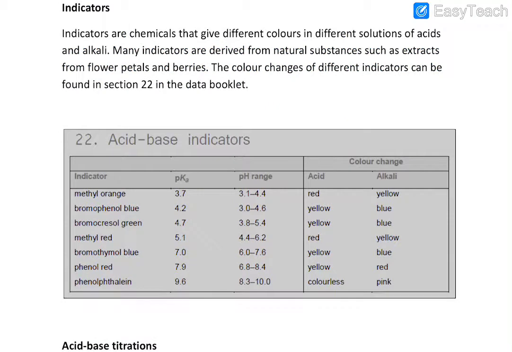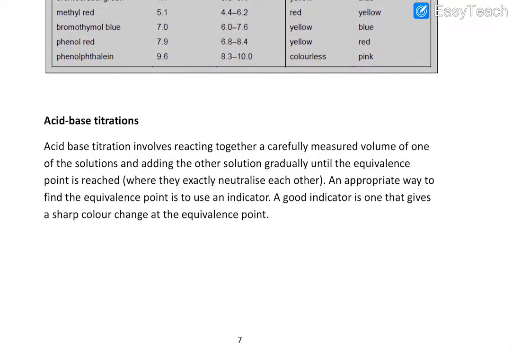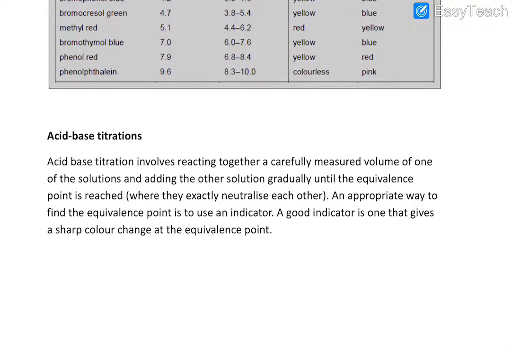Indicators have different colors in different pH values, and indicators are obtained from natural substances. And there's a list of indicators and the pH at which they change color in the data booklet. Now, acid-base titration. It's a reaction between an acid and a base until the equivalence point is reached. So this is what we know as the end point. And a good indicator is one that gives a sharp color change at the end point.